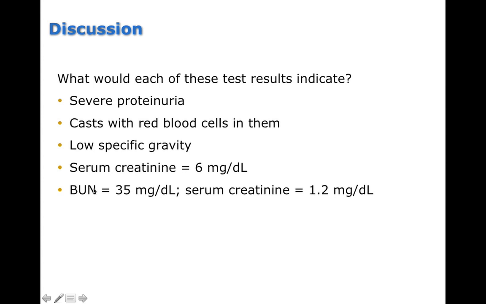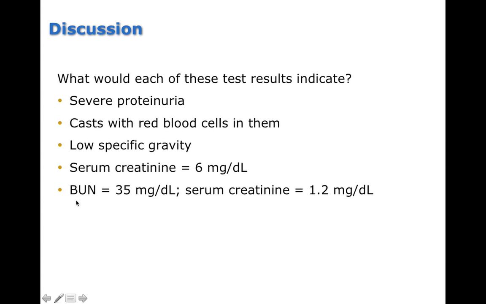And then creatinine and BUN are also indicators of kidney function. Because creatinine, we said, is a metabolite of creatine phosphate, and it's cleared by your kidneys. Now, normal creatinine levels are about 0.6 to 1.2 milligrams per deciliter. So if someone has 6 milligrams per deciliter of creatinine in their blood, that's going to indicate that their kidneys aren't adequately getting rid of that metabolite. So that's going to suggest that their kidneys aren't functioning well, and this might indicate kidney disease.